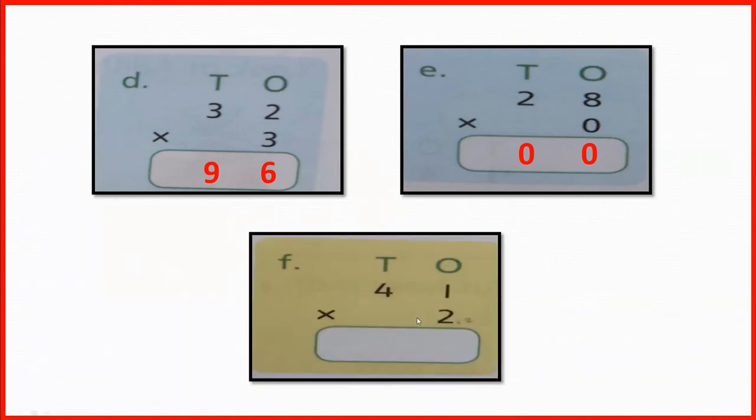The next is 41 multiplied by 2. Start with ones. 2 1s are 2. Now tens. 2 4s are 8. So the answer is 82. Now I'm going to do question number 2 of page number 70. Complete these. 1 has been done for you.